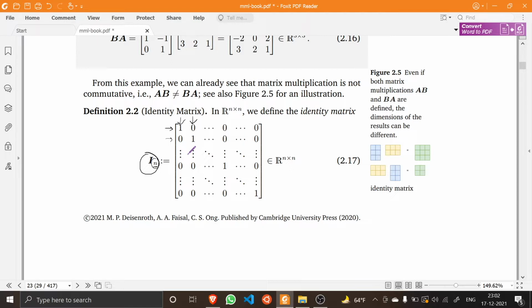Now, what kind of values are part of this matrix? Along the diagonal elements, if you consider this particular diagonal, it will have the value 1, and all other values will be 0.